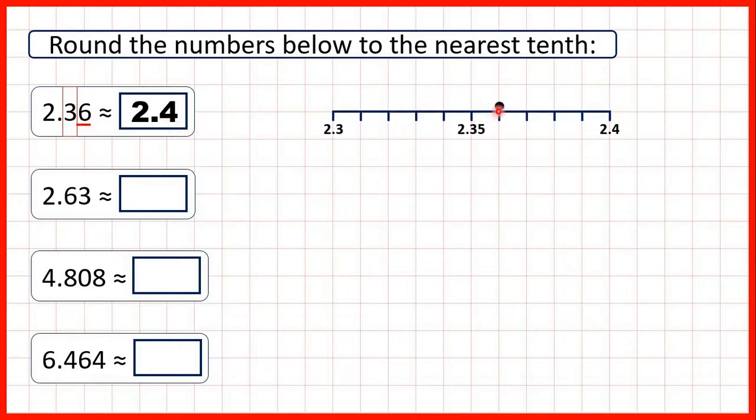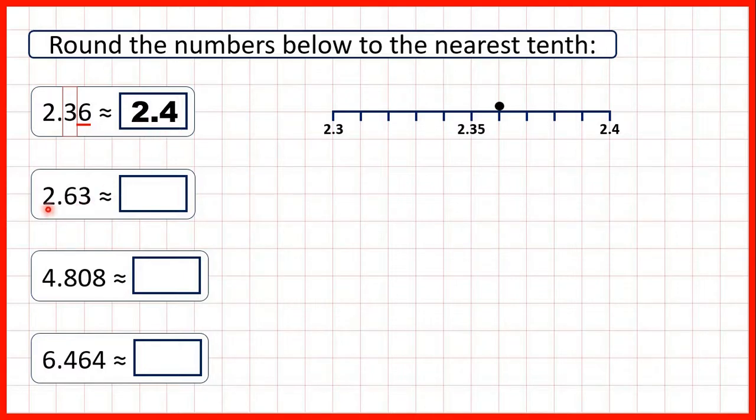And we can show 2.36 on a number line. If each of these squares is 100th, we can see that 2.36 is between 2.3 and 2.4, but because it's closer to 2.4, 2.36 rounds to 2.4.